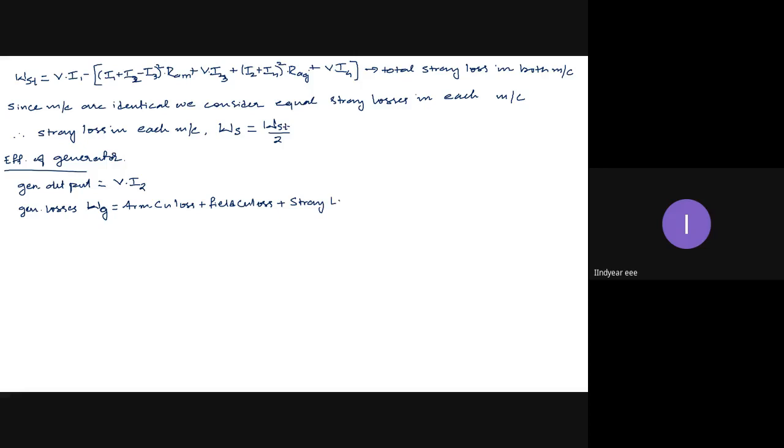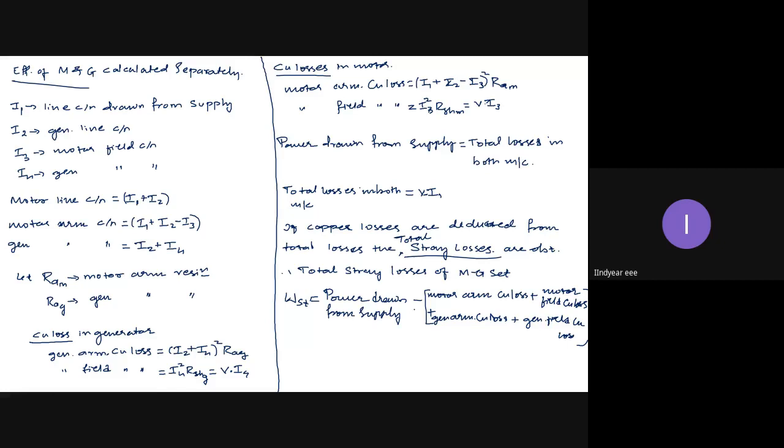One thing I would like to tell you here: in some textbooks, they haven't taken the field copper loss out from the stray losses. So to find the stray loss, what we did here was take the power drawn from the supply, and from that we deducted field copper losses of motor and generator also. Some textbooks haven't taken out the field copper loss from the power drawn. It is with the assumption that field copper losses remain constant as the input voltage is constant. Therefore, with this assumption, they are not deducting field copper losses out of the total power drawn.